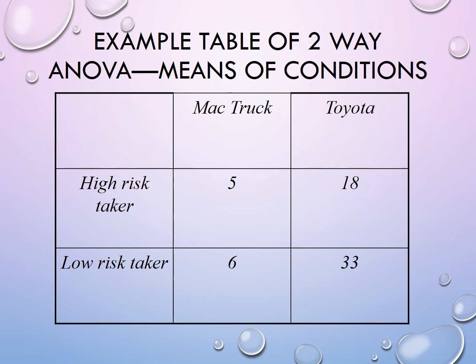Low risk takers in a Mack truck, they swerved off 6 times on average, right? These are mean scores. And then the Toyota drivers who are low risk takers, their average swerve off was 33. So they are pretty much swerving off all the time if you're a low risk taker driving a little bitty Toyota when playing chicken. So this kind of gives you an idea that when you are working with even just a simple 2x2 ANOVA like this one, you're actually going to have 4 different boxes of mean scores essentially that are being compared in the background. And you're going to be comparing all of them with each other in some way.